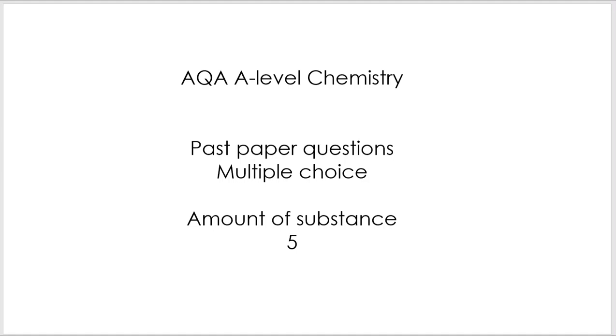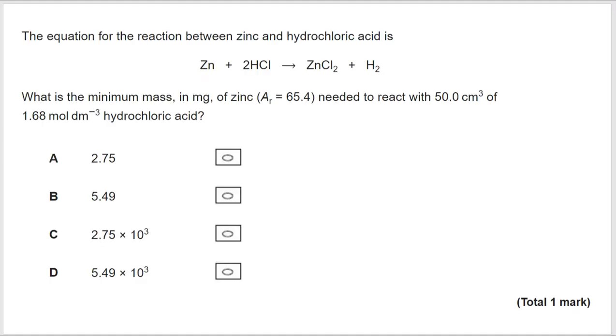This is a selection of AQA past paper questions. They're all multiple choice, and it's the fifth in the set that are based on the amount of substance topic. I'm going to recommend you pause on each question, try to get to the right answer, and then I will talk through how we get to that right answer. Okay, so let's jump straight into the first one.